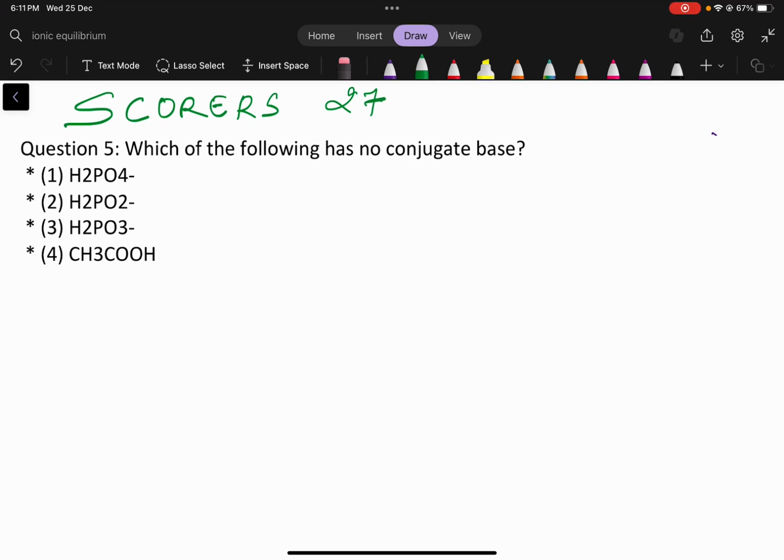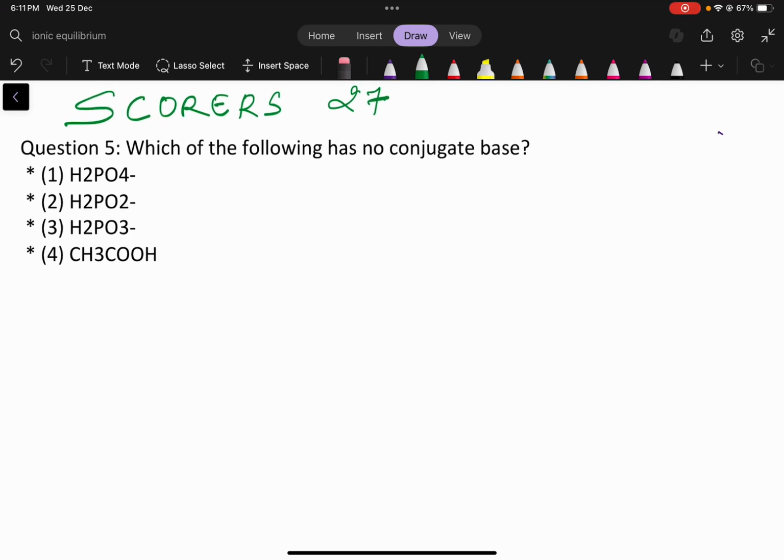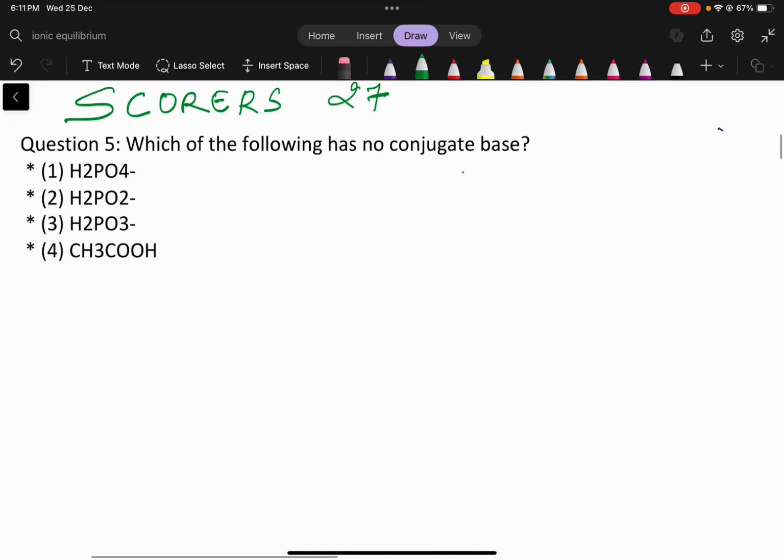I am Pratibha. So today's question is, which of the following has no conjugate base? Is it H2PO4 minus, which is also called dihydrogen phosphate, H2PO2 minus, which is also called hydrogen phosphide, H2PO3 minus, which is also called dihydrogen phosphite, and CH3COOH, which is also called acetic acid, right? So the question is, which of the following has no conjugate base? Let's analyze one by one.